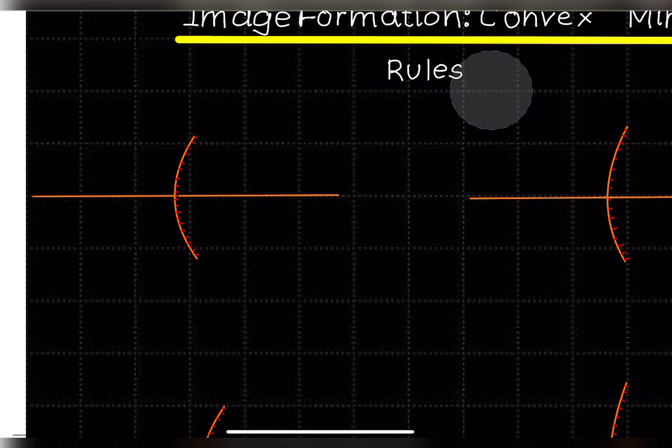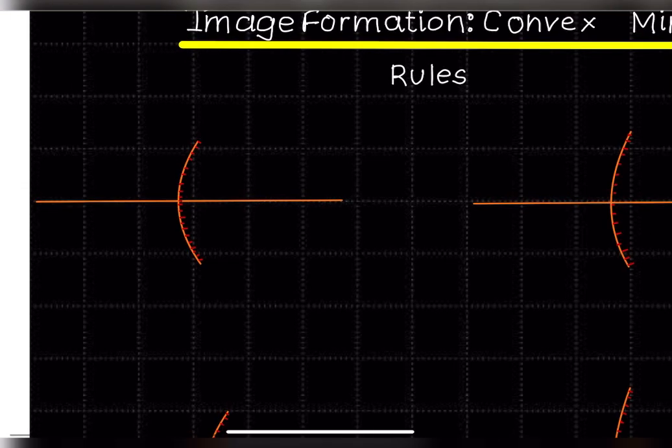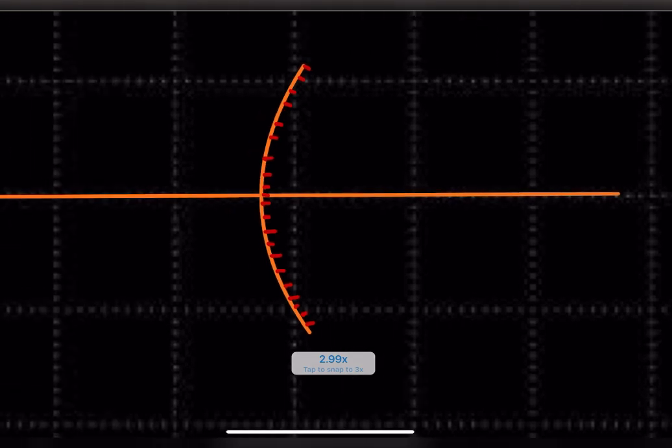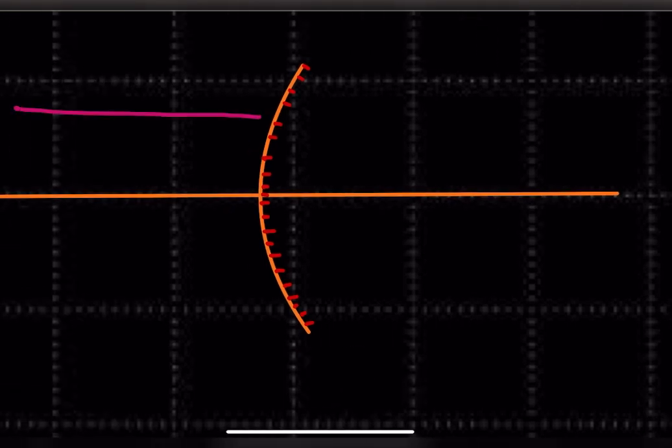I think this is the point where students will find difficulty, but don't worry, it will become very clear. It is not as difficult as you are thinking. Let's start. Let's say there is a ray of light which is coming parallel, like we discussed in a concave mirror, right? Let's draw a line which is parallel to the principal axis.